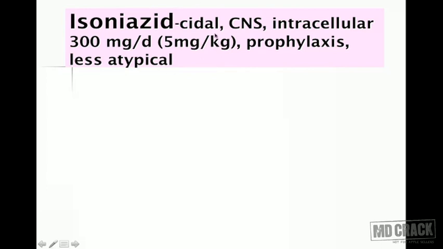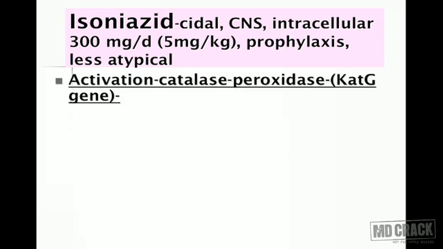So let me say it again. Isoniazid is a bactericidal agent, has good penetration in the CNS, has good intracellular penetration, is used in the dose of 300 milligrams, is useful for prophylaxis of tuberculosis, and has comparatively less action against the atypical organism. Remember, we are discussing a very useful and important agent for tuberculosis, and that's isoniazid. Let's go further to discuss isoniazid in detail.